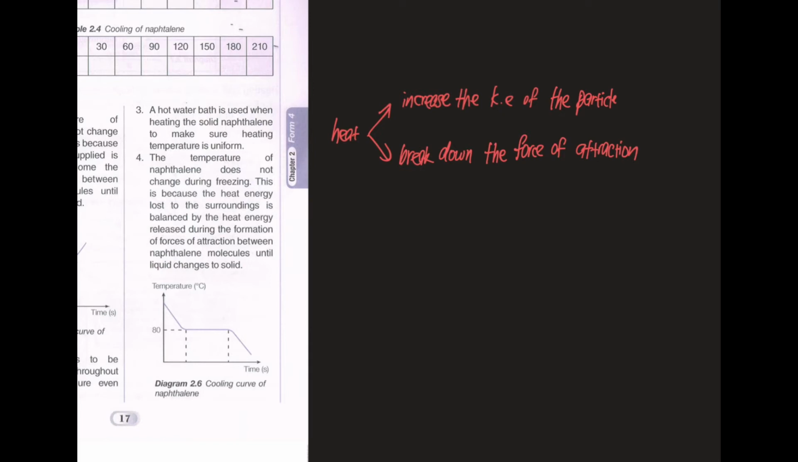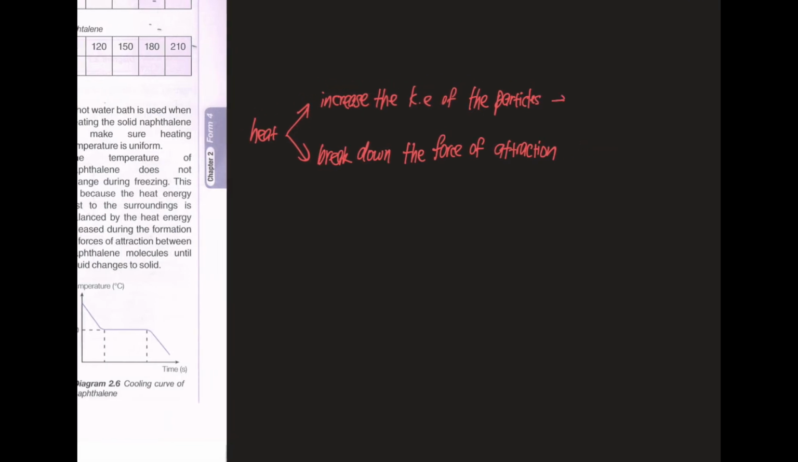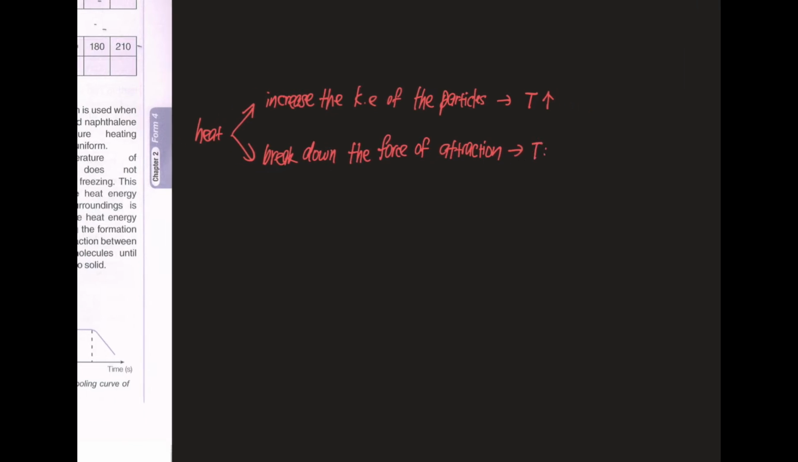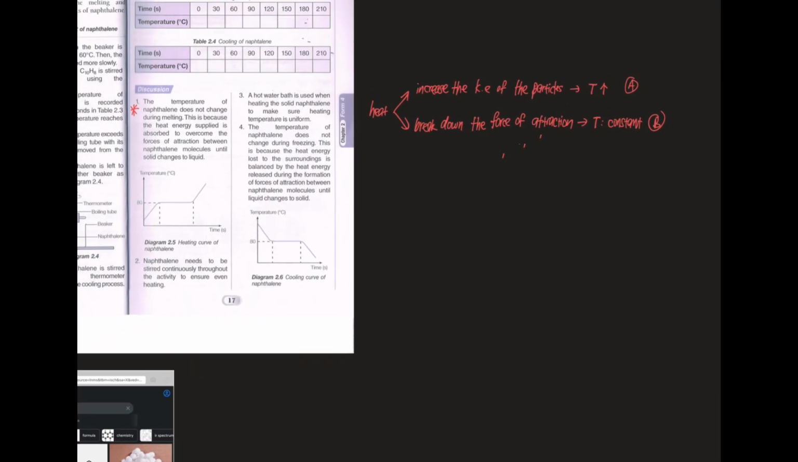If they use the heat energy to increase the kinetic energy of the particles, that means the particles are moving faster and faster. So in this situation, the temperature of the substance will increase. If they use the heat to break down the force of attraction, then the temperature remains constant. So I call this A, I call this B. A happens here, B happens here, and A again happens here.